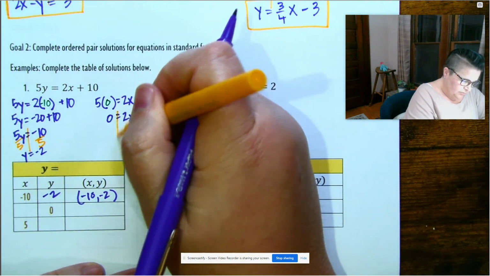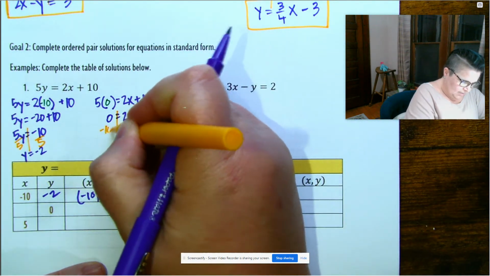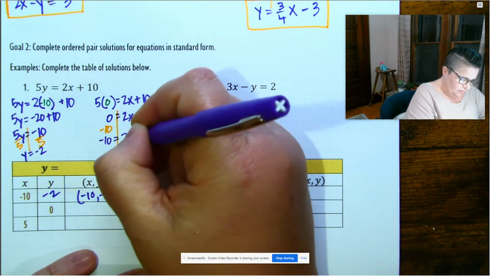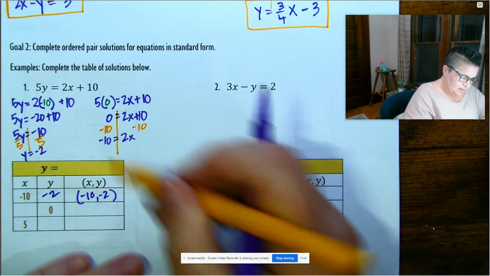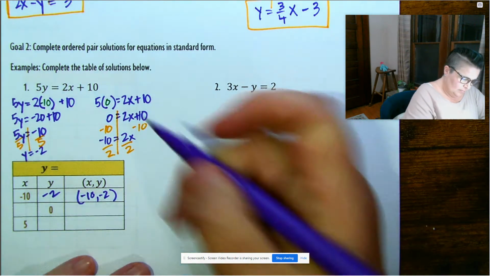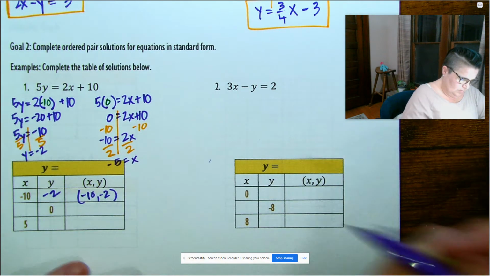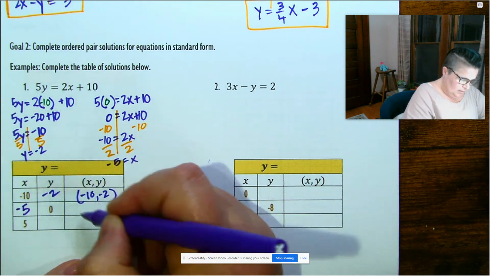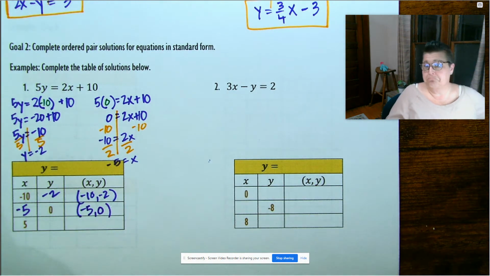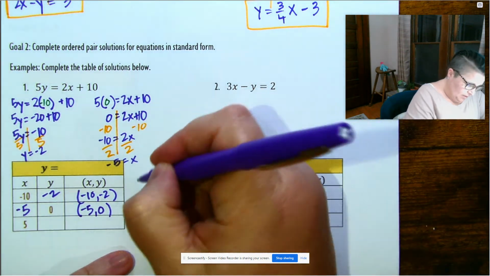To solve this for x, I need to subtract 10 from both sides. So negative 10 is a 2x, and then divide both sides by 2. So negative 5 is equal to x. And this gives me the point negative 5, 0. So far, so good. I got one more mini problem to go.